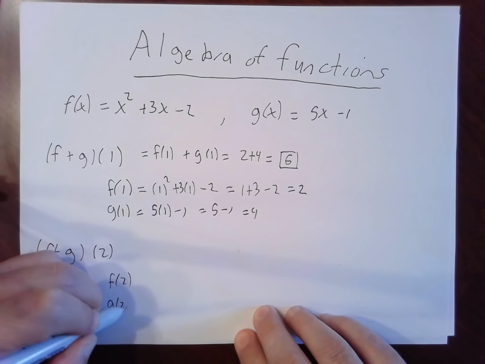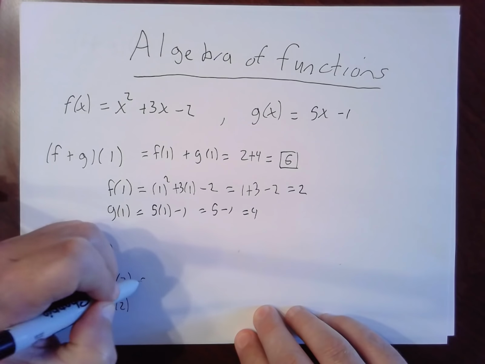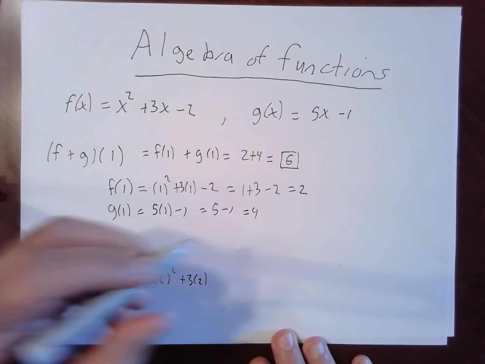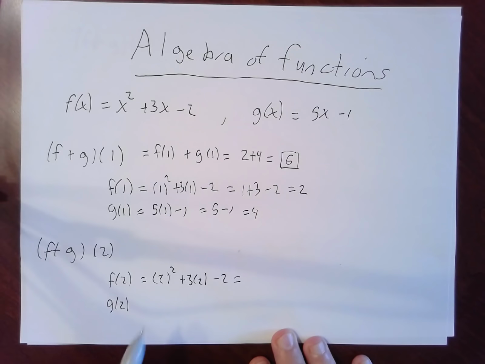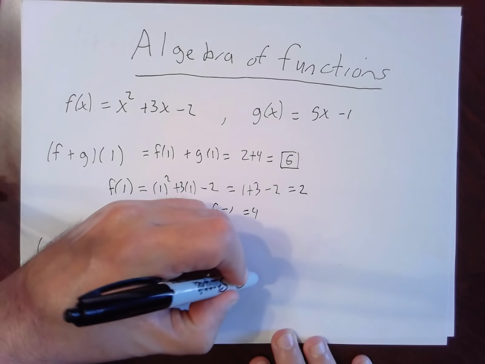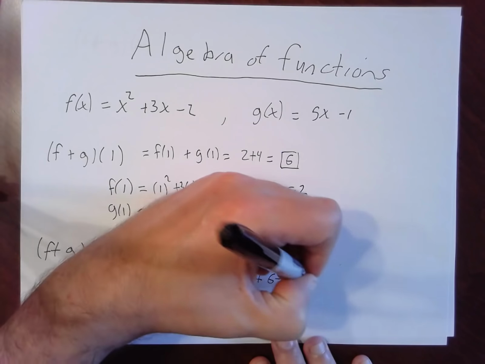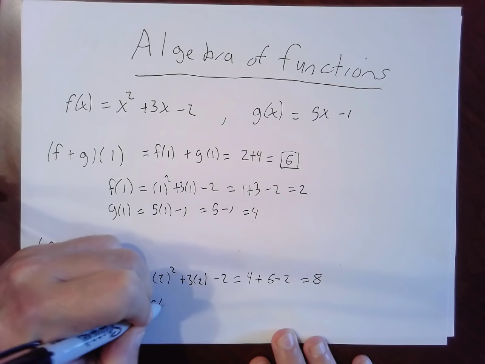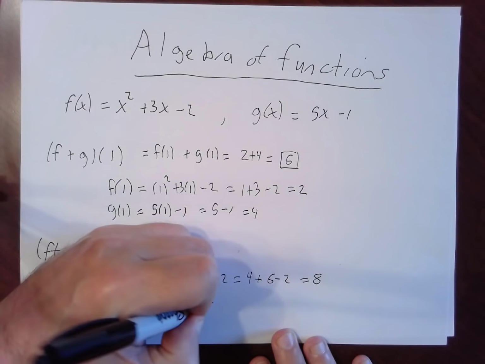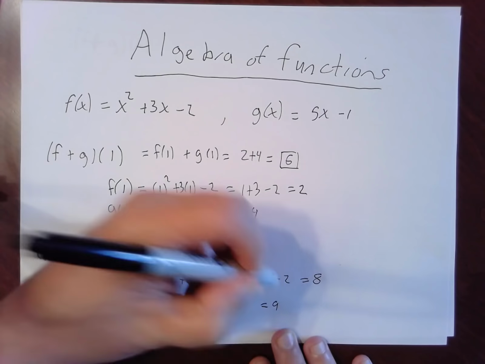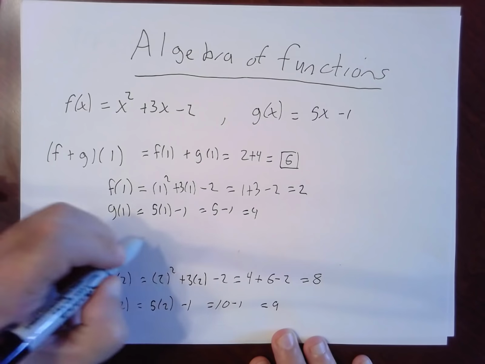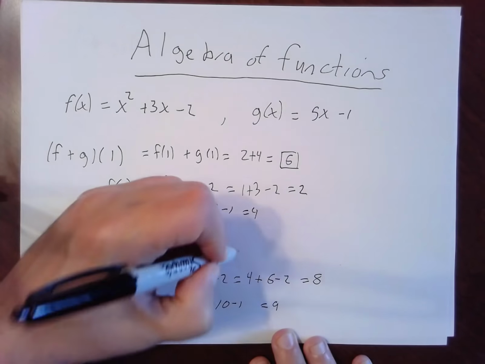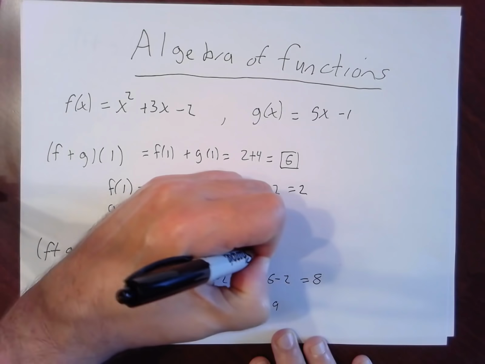If we wanted f plus g of 2, we find f of 2, we find g of 2, and then we add them together. f of 2 will be 2 squared plus 3 times 2 minus 2. So what is that? 4 plus 6 minus 2, I think that's 8. g of 2 would be 5 times 2 minus 1, so 10 minus 1 is 9. So f plus g of 2 is just f of 2 plus g of 2. 8 plus 9, 17.